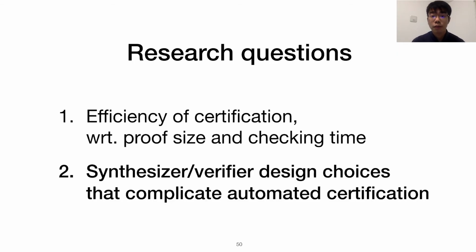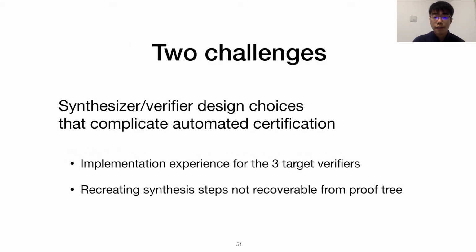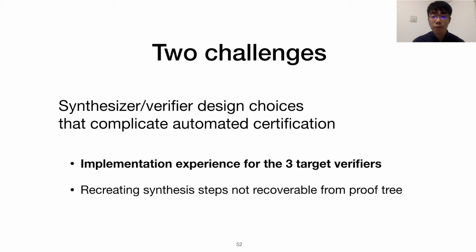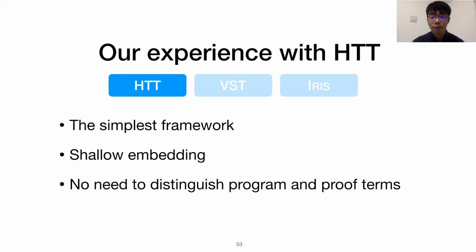For our second question, we found two key challenges. One is the difference in difficulty implementing support for each target verifier. HTT was the simplest. Thanks to its shallow embedding of both SL propositions and object language, there was no need to distinguish program and proof level terms.